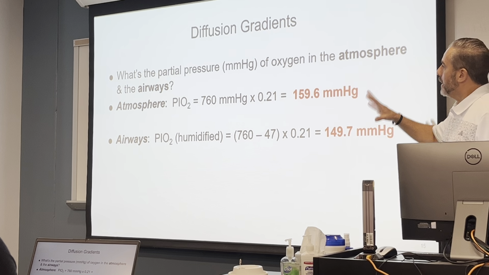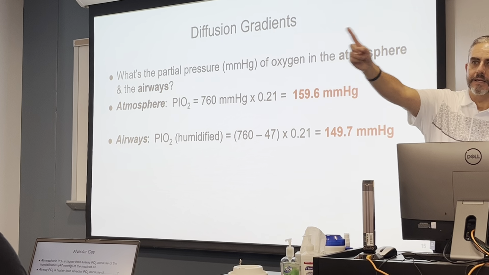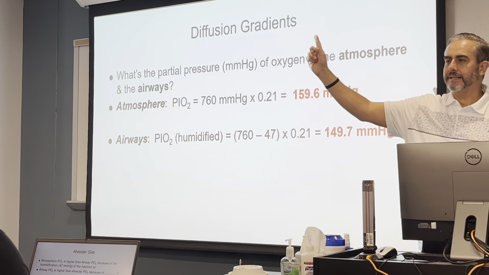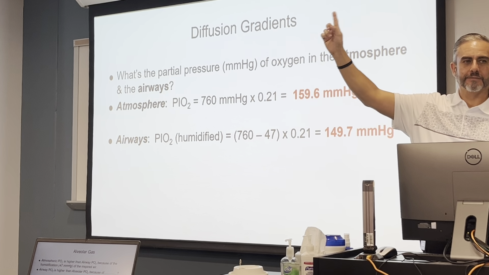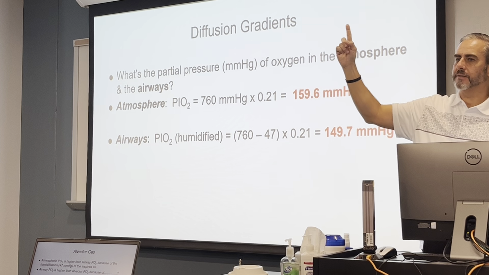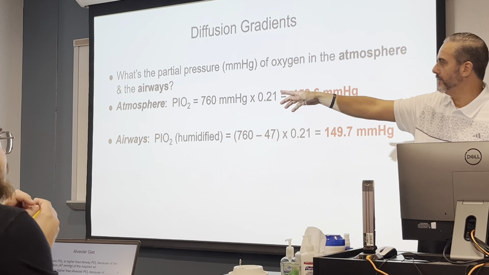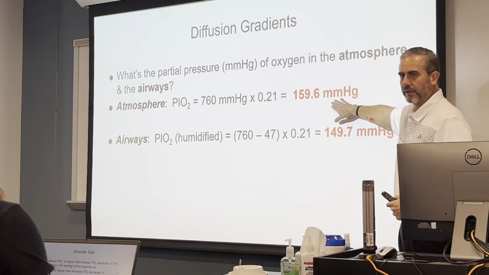Okay, so right now, in this room, that we know contains 21% oxygen, right? It's 21% of what? Barometric pressure at sea level, 760. That's where that number comes from.